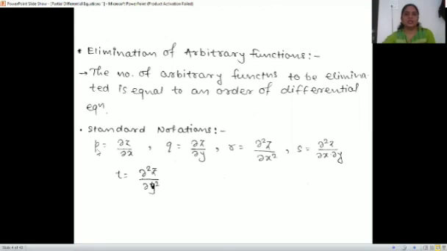And ∂z/∂y is q, small q. Then ∂²z/∂x² is r, ∂²z/∂x∂y is s, and ∂²z/∂y² is t. These are the notations we have to use.